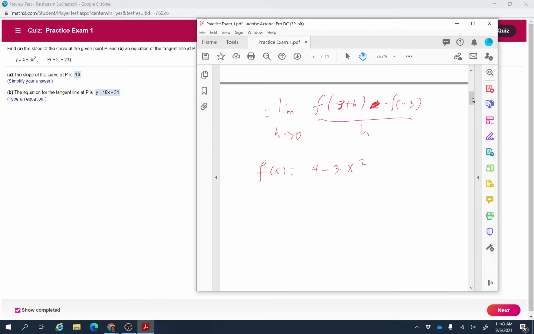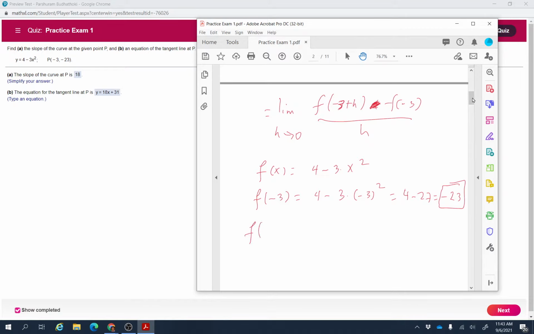We need to find out the value of the function at negative 3 and negative 3 plus h. So at negative 3, it's 4 minus 3 times negative 3 squared. We do this calculation. Negative 3 times negative 3 is positive 9, times 3 is 27. So 4 minus 27 is minus 23, right? That's f of negative 3.